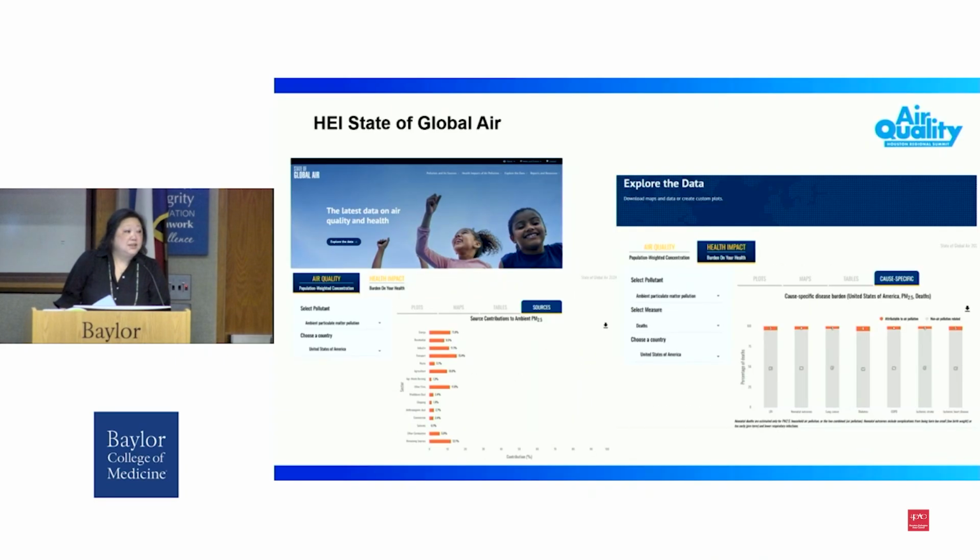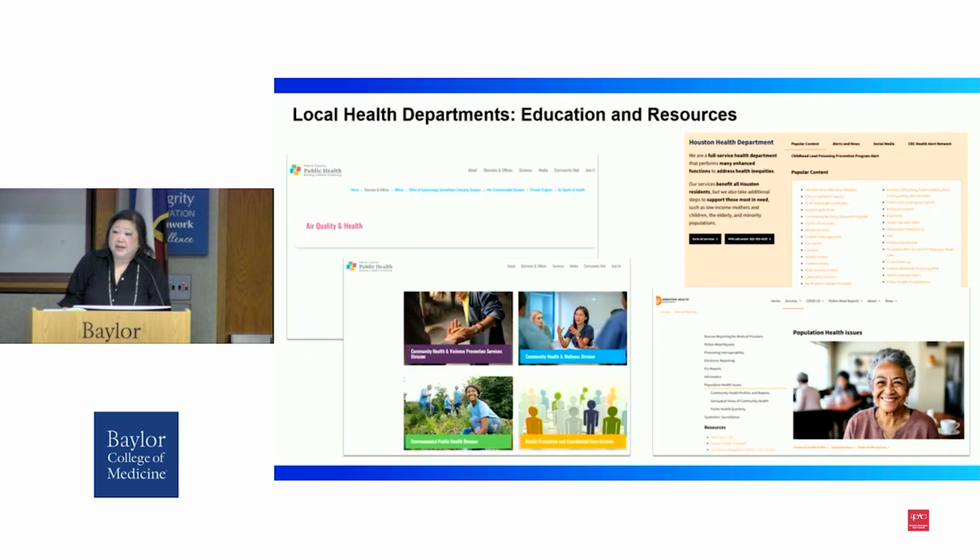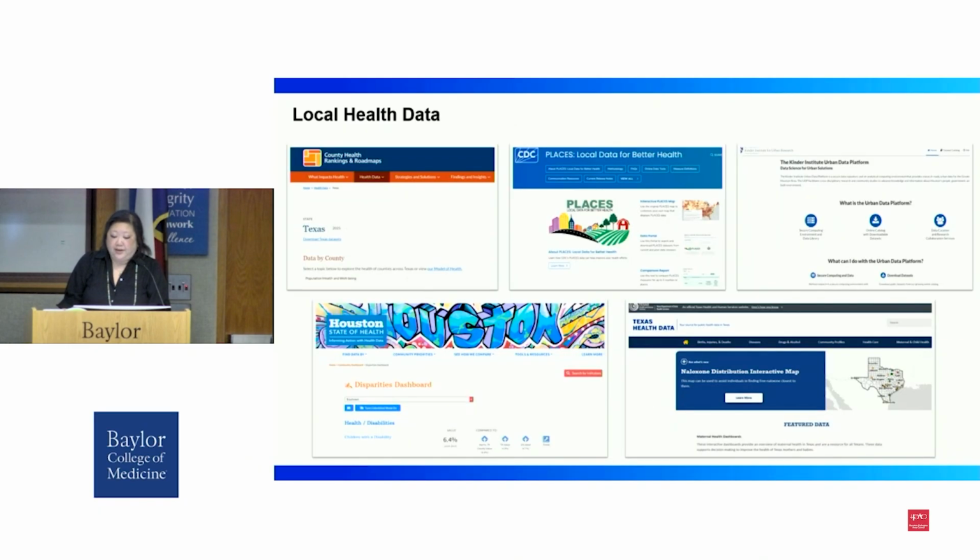CDC, the State of Global Air for the Health Effects Institute, which we just saw in Dr. Johnson's presentation. We have local health department, education, and resources because they are really translating environmental data for public health guidance. And integrating local health data, including the City of Houston Disparities Dashboard and the Texas Commission on Environmental Quality and the Texas State Department of State Health Services, which also provides different data.